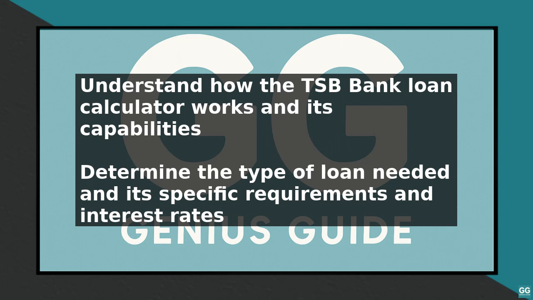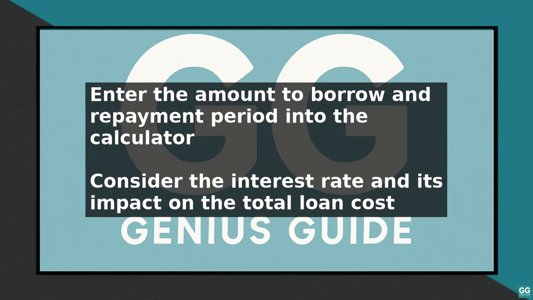Next, you need to enter the amount you want to borrow and the repayment period. The repayment period is the length of time you have to pay back the loan, and it can range from a few years to several decades. The interest rate is also a critical factor, as it determines how much you will pay in interest over the life of the loan. The TSB Bank Loan Calculator allows you to enter the interest rate or choose from a range of options.